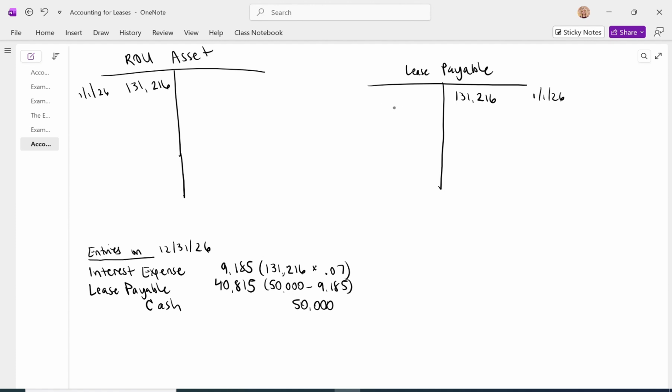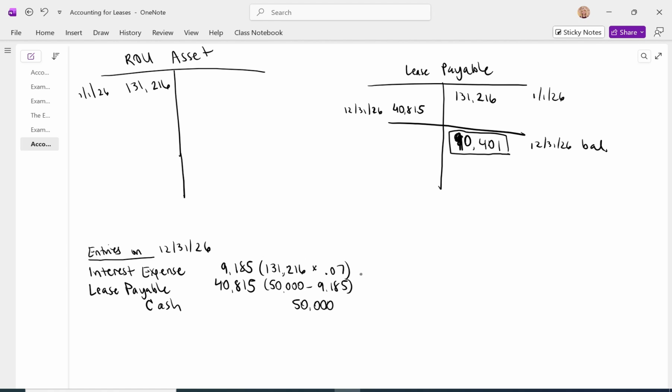Okay, so I'm going to show on my T account that I just reduced my lease payable on 12/31/2026. So this is my adjusting entry, or I guess there's a cash payment, so it's not completely an adjusting entry. What is my balance that I'm going to show on the balance sheet? 131,216 minus 48,15. I'm going to have a credit balance in my lease payable account of 90,401. This is what's going to be reported on the balance sheet as a liability.